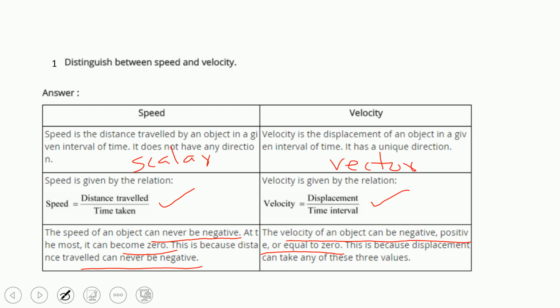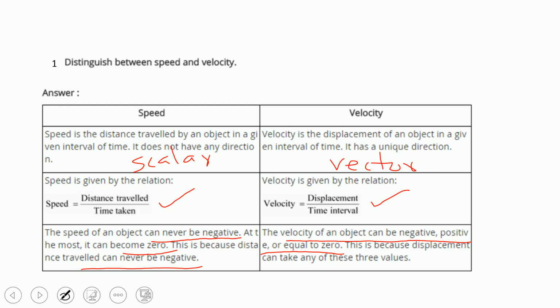Understand? What is the distinction? Speed is the distance traveled by an object in a given interval of time and does not have any direction. Velocity is the displacement of the object in a given interval of time. It has a unique direction. So we can say speed is a scalar quantity, velocity is a vector quantity. Next, the formula: speed is equal to distance traveled upon time taken, velocity is displacement upon time interval.